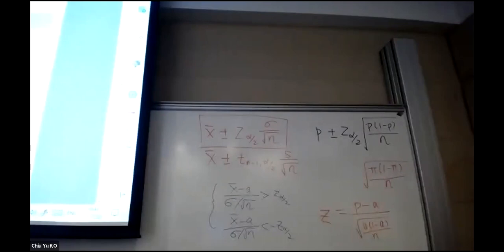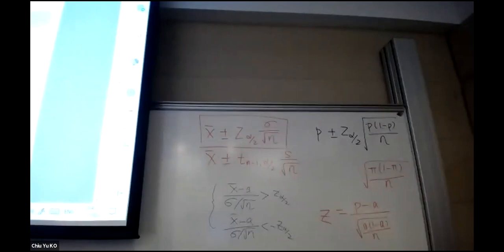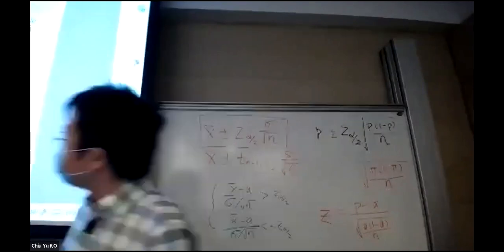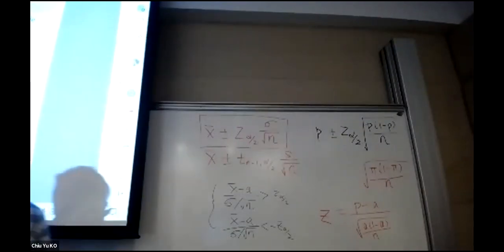Because when you make the hypothesis that the proportion is a fraction, you already make an assumption on the variance too, because a proportion is only a one-number thing. So let's see the example. I think the example would help you to see all the calculations.